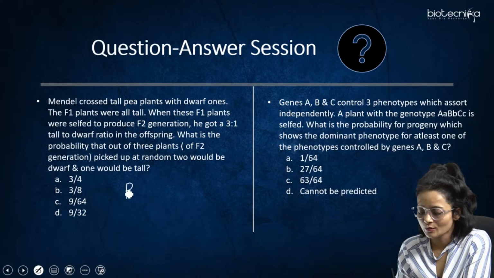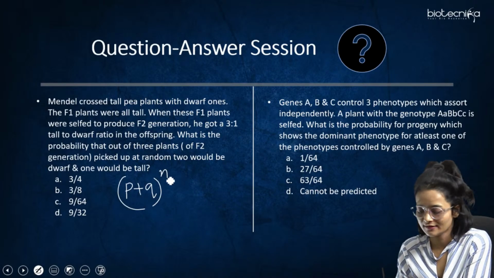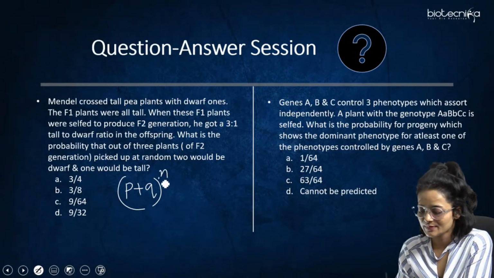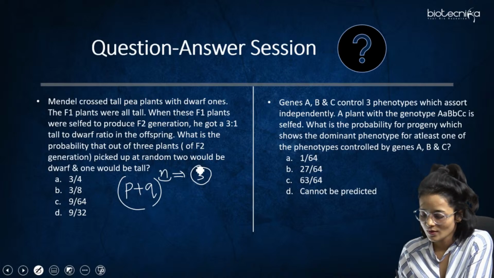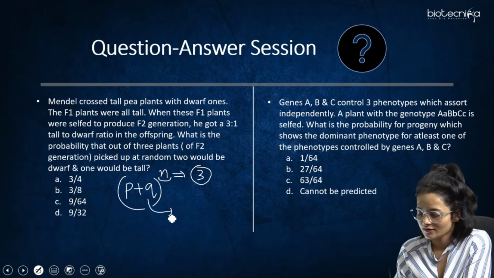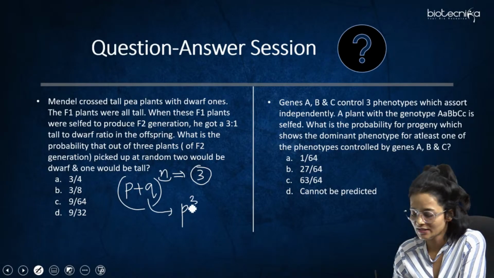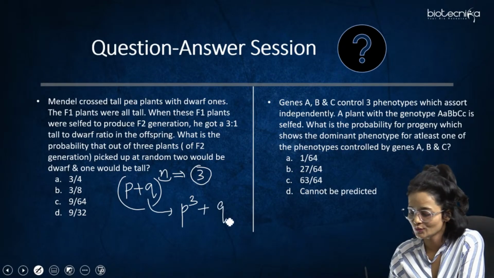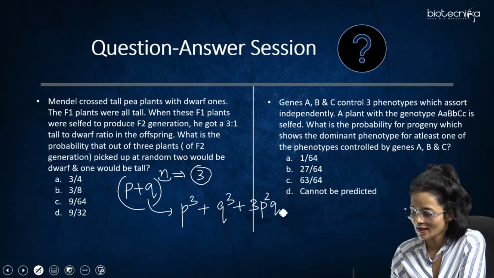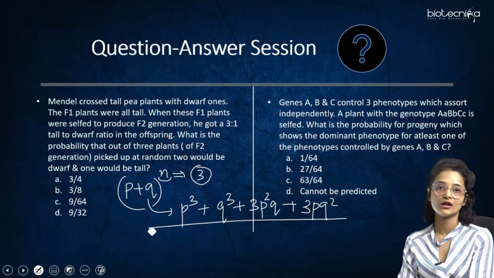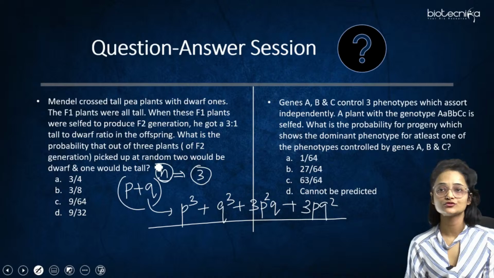So binomial theorem is basically (P plus Q) to the whole power n. It could be anything, right? Now here n is basically 3, because 3 plants we are choosing. So when the bracket is opened, it will be P cube plus Q cube, then there will be 3P square Q plus 3PQ square. This would be the formula when n is equal to 3, right?